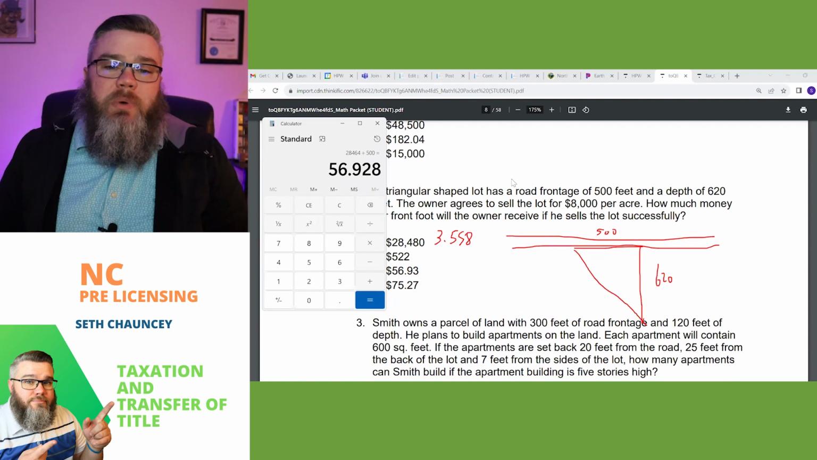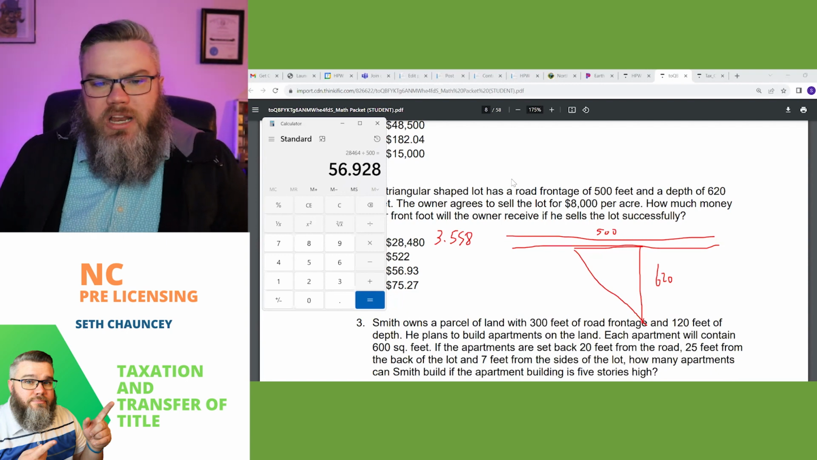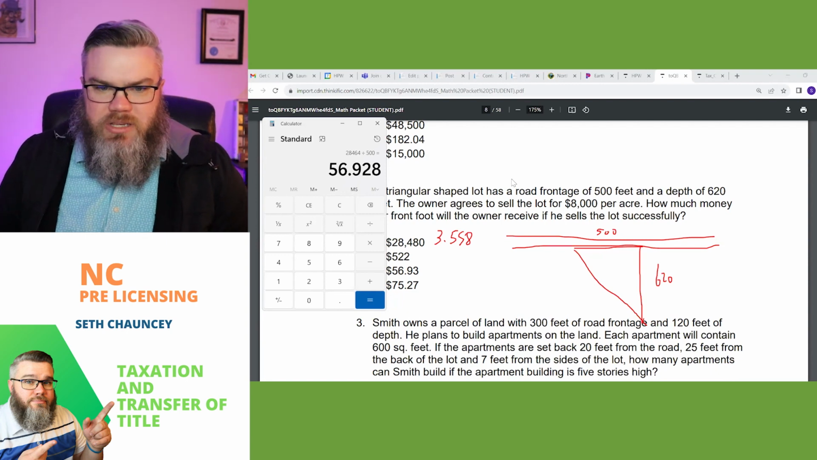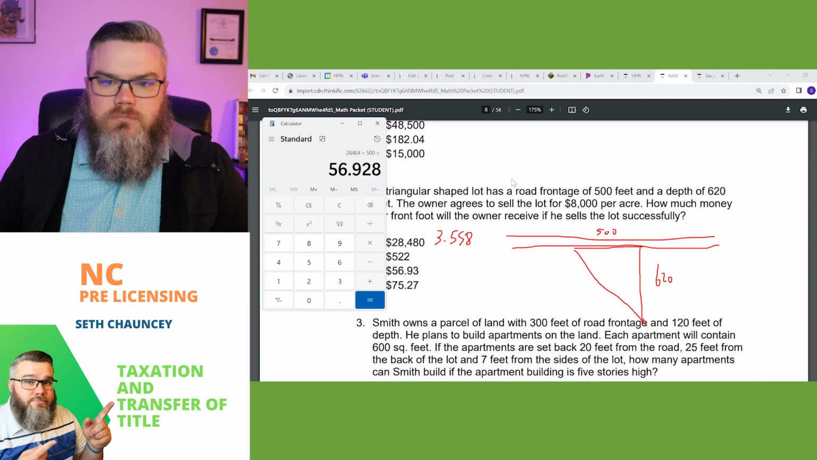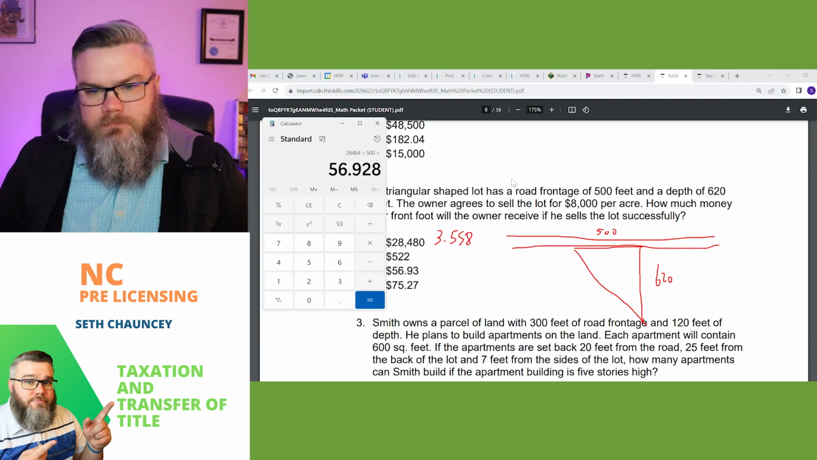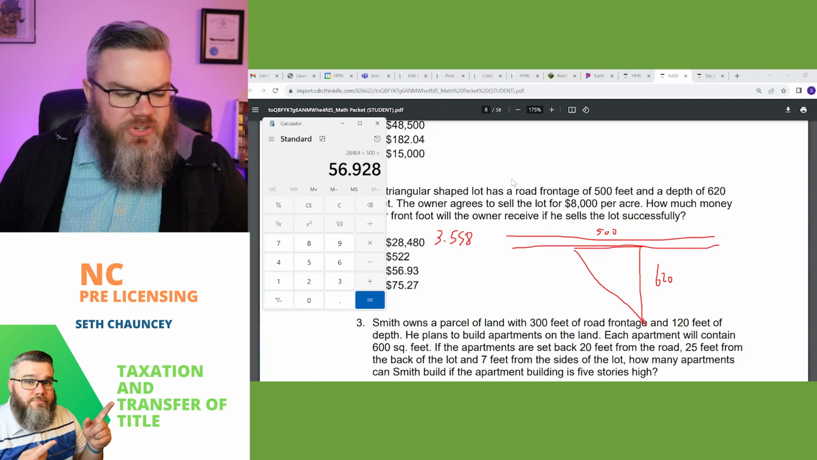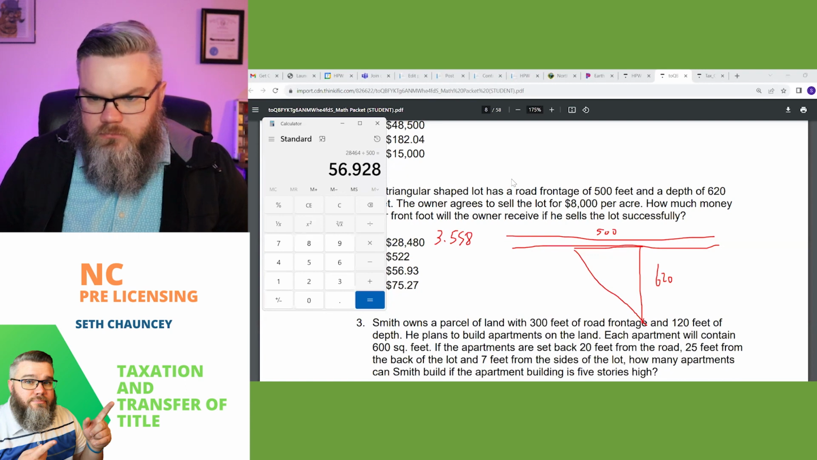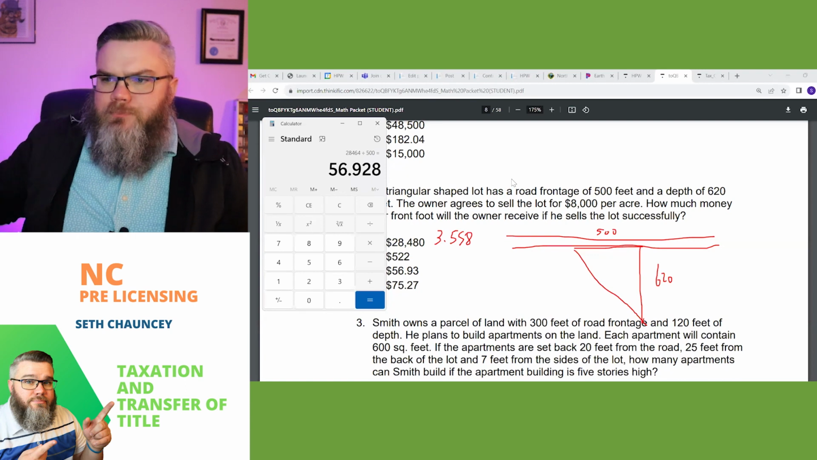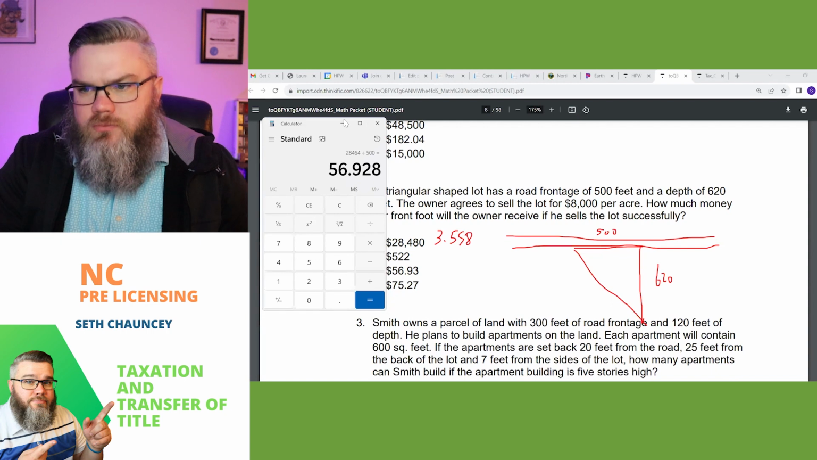So you got the price based on the acreage, but we wanted to know how much that equated to per front foot. Does that make sense? Yeah. What were you saying, Corey? I don't understand why we divide it by 500 feet. Because it's asking for your road frontage.